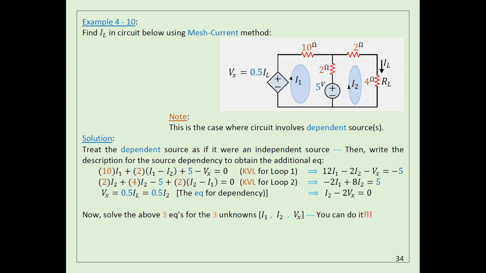I will change this slide. Here it is a little bit complicated, so I can see easily. I can only have two equations. If I replace Vx by 0.5 I2, this way I can have only two equations. I think it's much better. So anyway, I will try to make it easier.